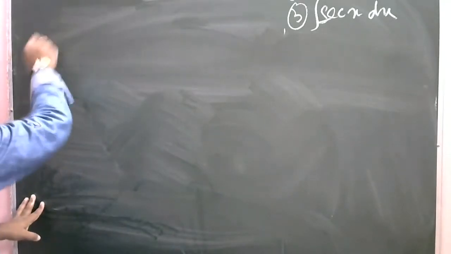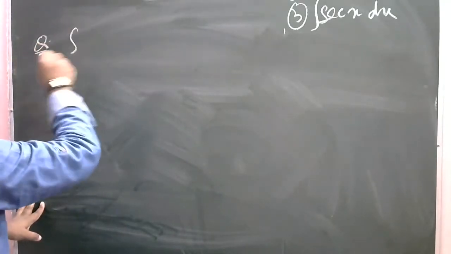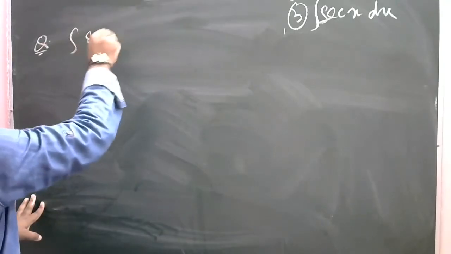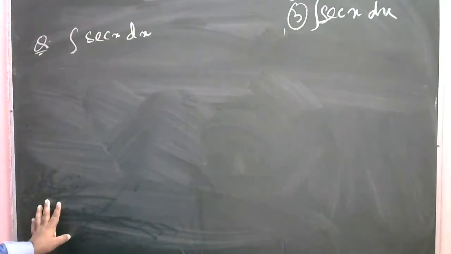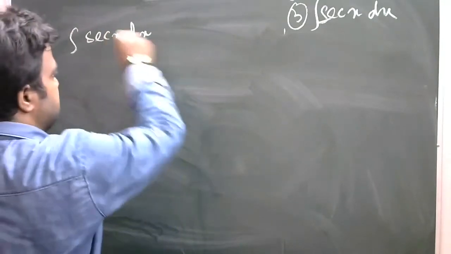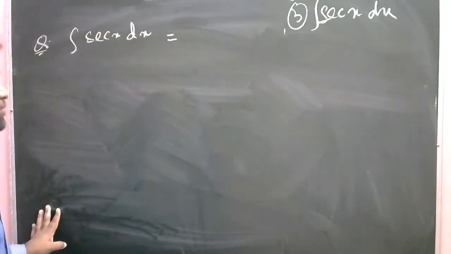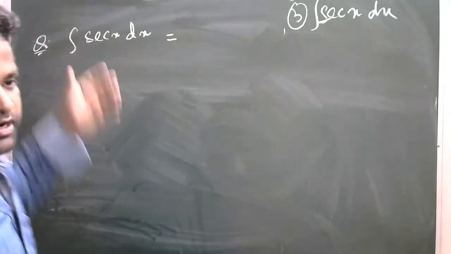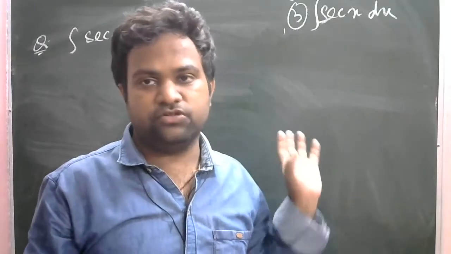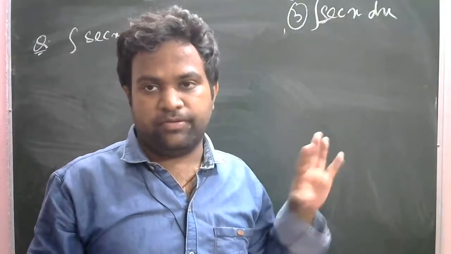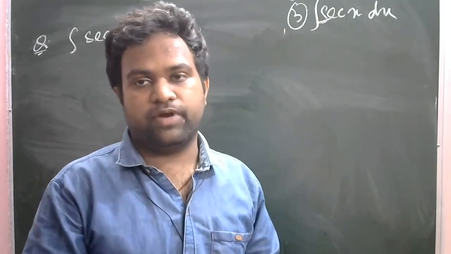So integration of sec x dx. Actually, I'll use one technique because sec x is 1 upon cos x. So 1 upon cos x I cannot do by substitution. Directly I cannot do it, so I'll face some problem.